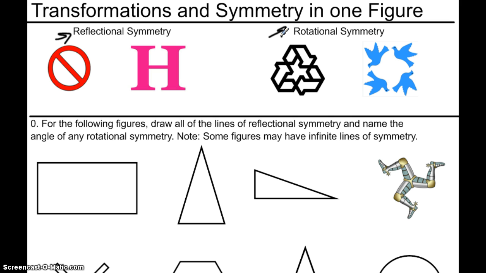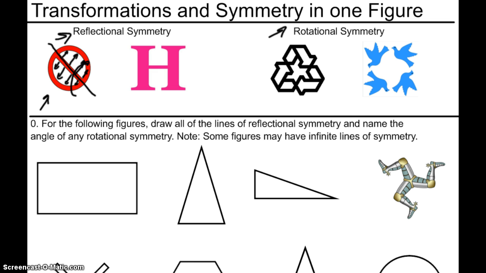Reflectional symmetry is if you have a line of reflection in a shape, a figure, a picture, that when the shape is reflected over that line of symmetry, it still looks like the original shape; it maps to itself. So for example, this do not enter sign, when it's reflected across this line of symmetry, is going to look like the same exact figure. You can tell because every part of this figure on both sides of the line of symmetry is the same distance from the line of symmetry.